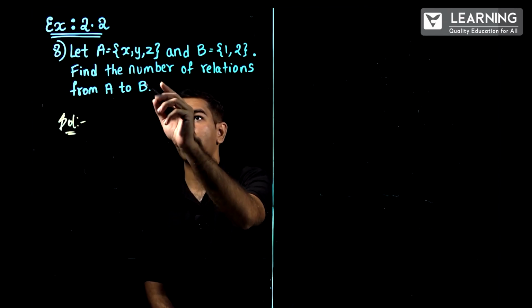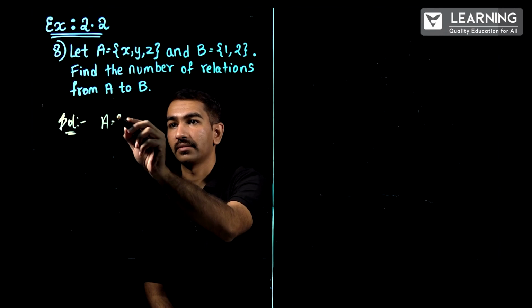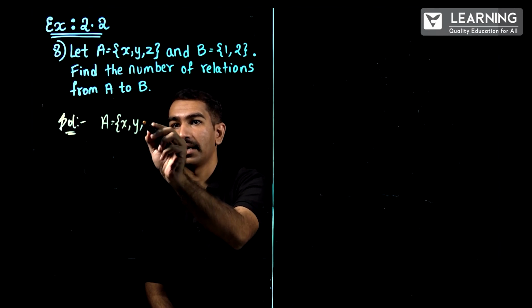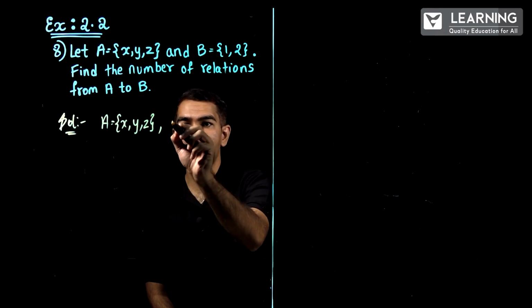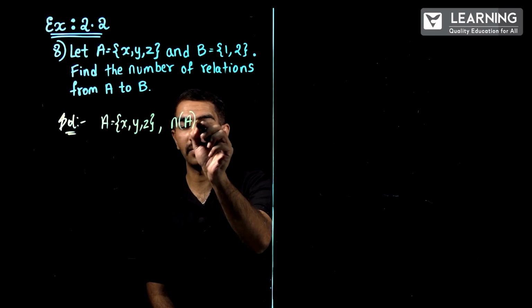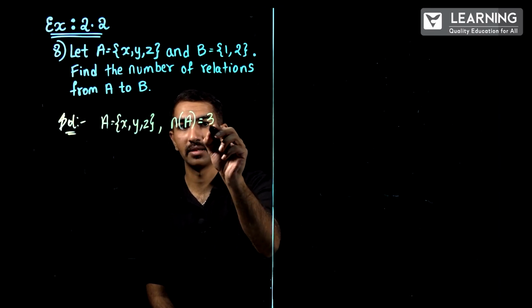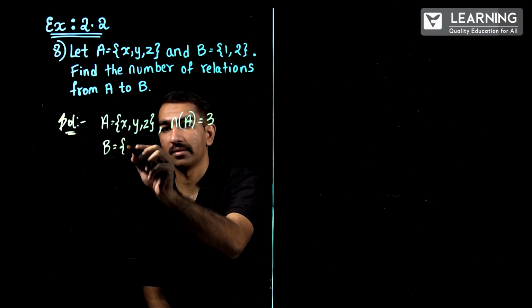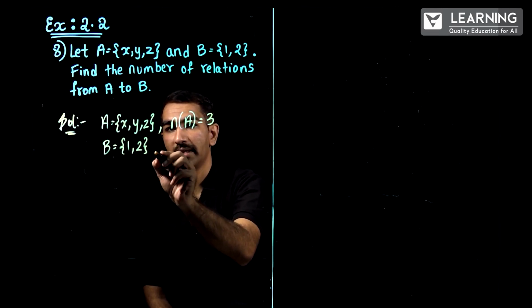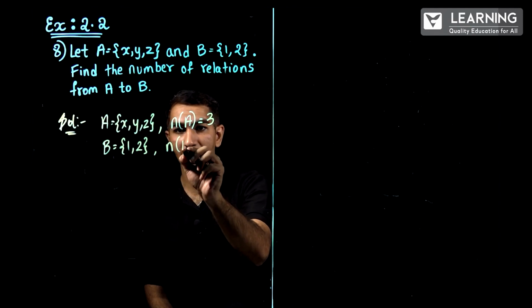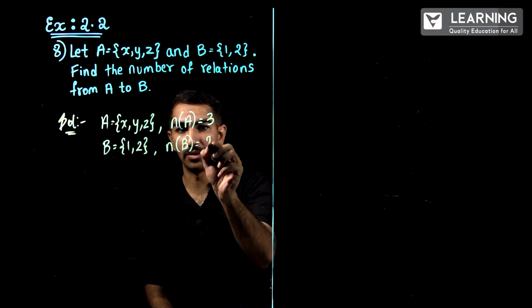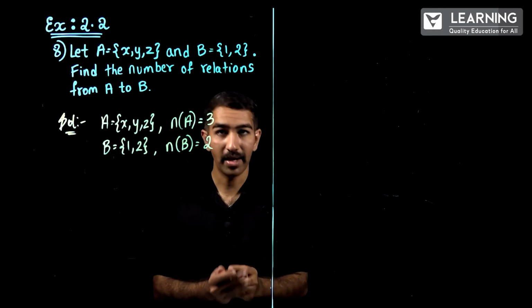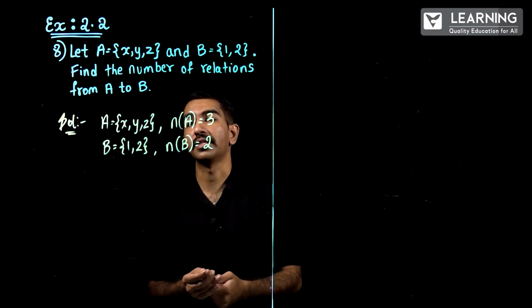Okay. So A is equal to x, y, z. So what can we write here? n of A, the number of elements in A is equal to how much? 3. Similarly, B is equal to {1, 2}. Here we can write the number of elements in B is equal to 2. Now we have to find out what? Find the number of relations from A to B.